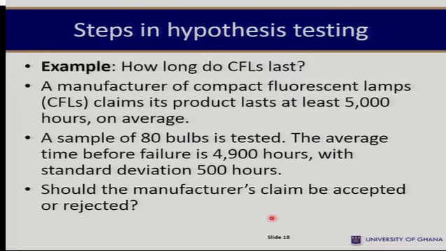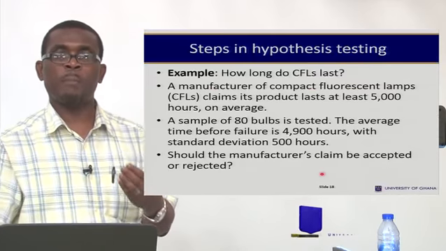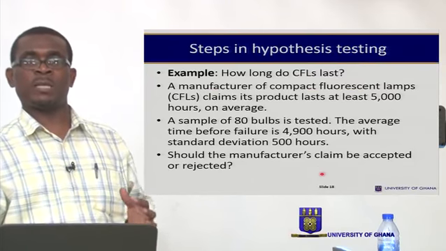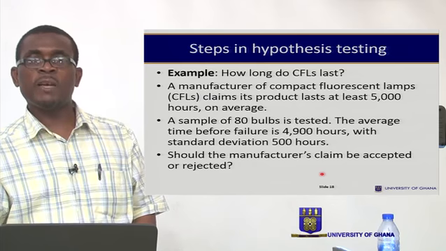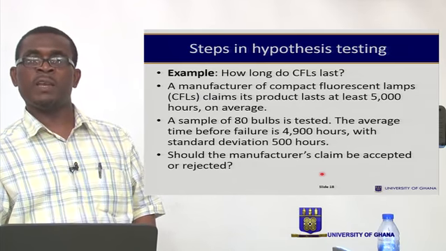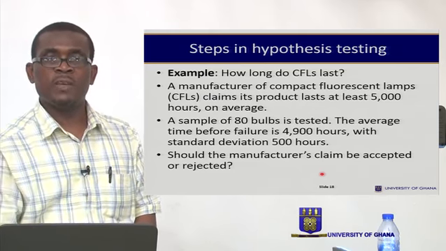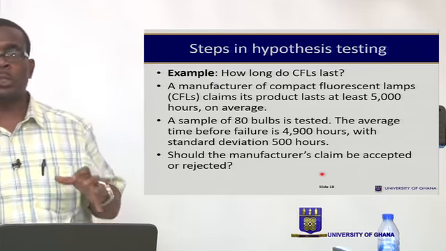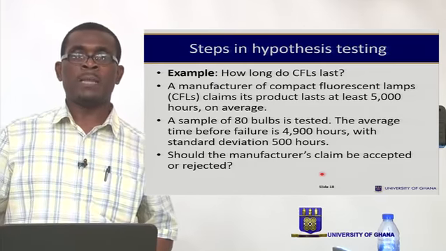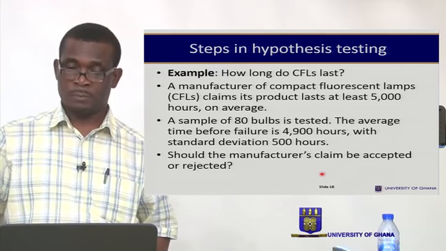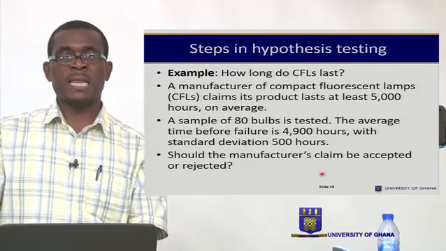Now, let's take an example quickly. How long do CFLs last? The question here is, a manufacturer of compact fluorescent lamps claims its products last at least 5,000 hours on average. A sample of 80 bulbs is tested. The average time before failure is 4,900 hours, with a standard deviation of 500 hours. Should the manufacturer's claim that its lamps last 5,000 hours be rejected? Because the sample evidence is saying that it's 4,900.